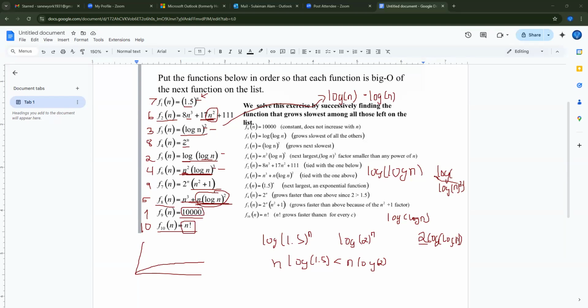Then the logic is grouping them into groups. So you see there's a group with logs. Okay, you got these. Then you have groups with polynomials. Then you have groups with exponentials. And then within those groups, you order them, and then it becomes a bit easier. Okay. Is everyone okay with this? Any questions?